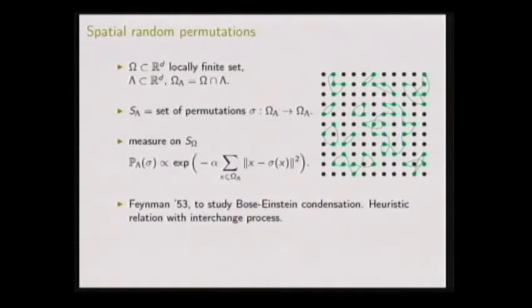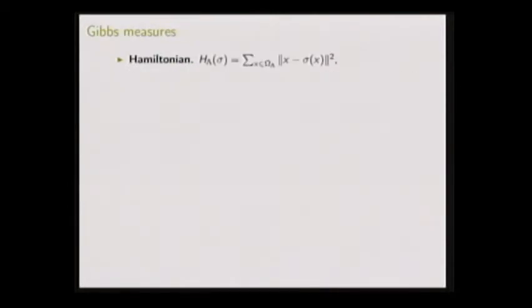And both for this model we are considering here, or for the interchange process, the goal, well, first of all, for this particular model, we want to see whether we can find an infinite volume limit when the box goes to infinity. But the main question relates to the geometry of the cycles. So you have a permutation, you decompose this permutation in cycles, and you want to know whether these cycles are finite or infinite, or whether you have infinite cycles, actually. So that's the problem.